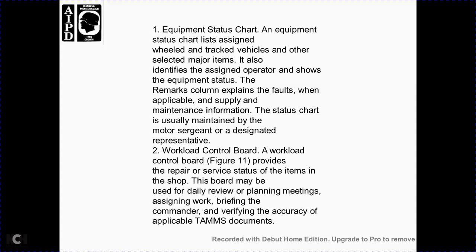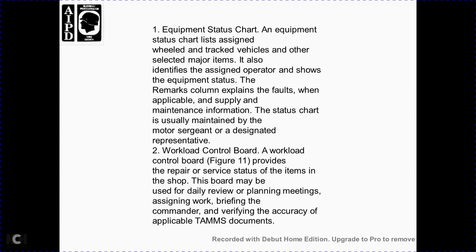Equipment status check with the equipment status chart: a list of wheeled or tracked vehicles for the selected major items, identifying the assigned operator, showing the equipment status with remarks columns to explain the fault when applicable, and to supply the maintenance information. The status chart is usually maintained by the motor sergeant and a designated representative to the workload control board.